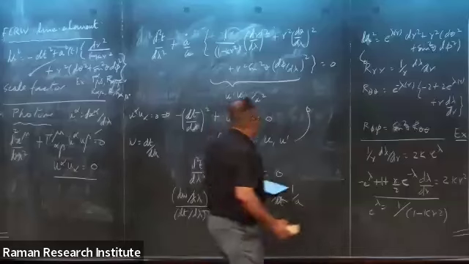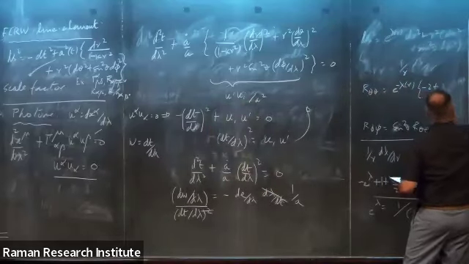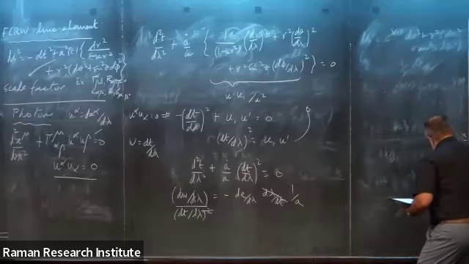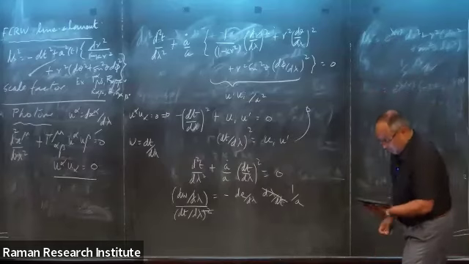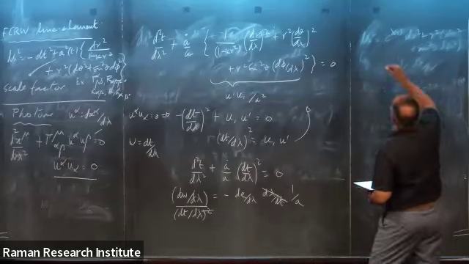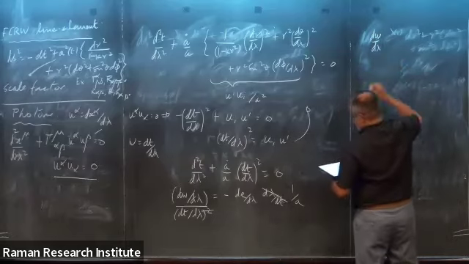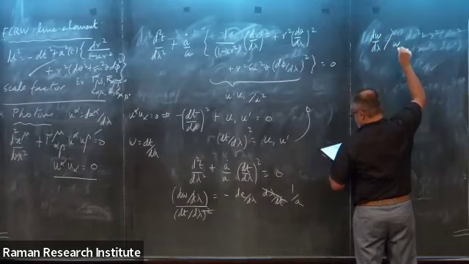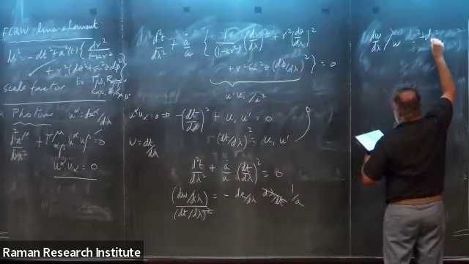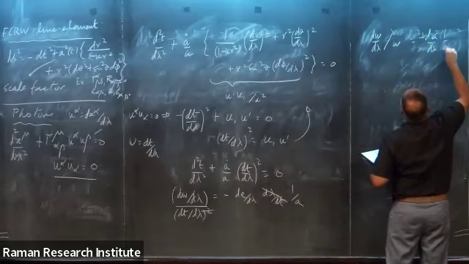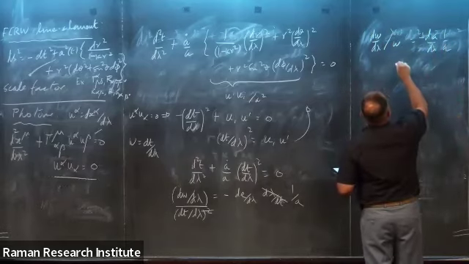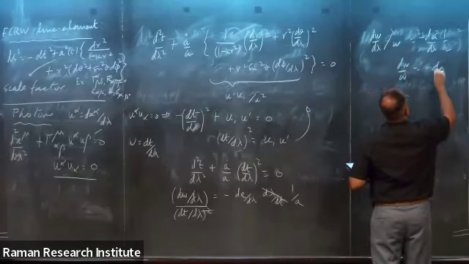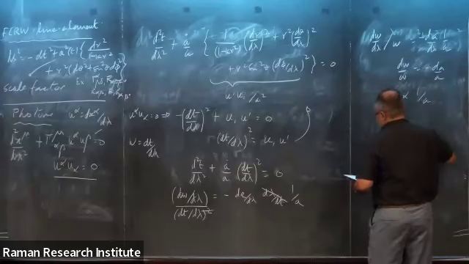So what do I have? I have the following: (dω/dλ) divided by (dω/dλ)... dω/ω equal to minus dA/dλ times 1/A, or dω/ω is minus dA/A, or ω is proportional to 1/A.